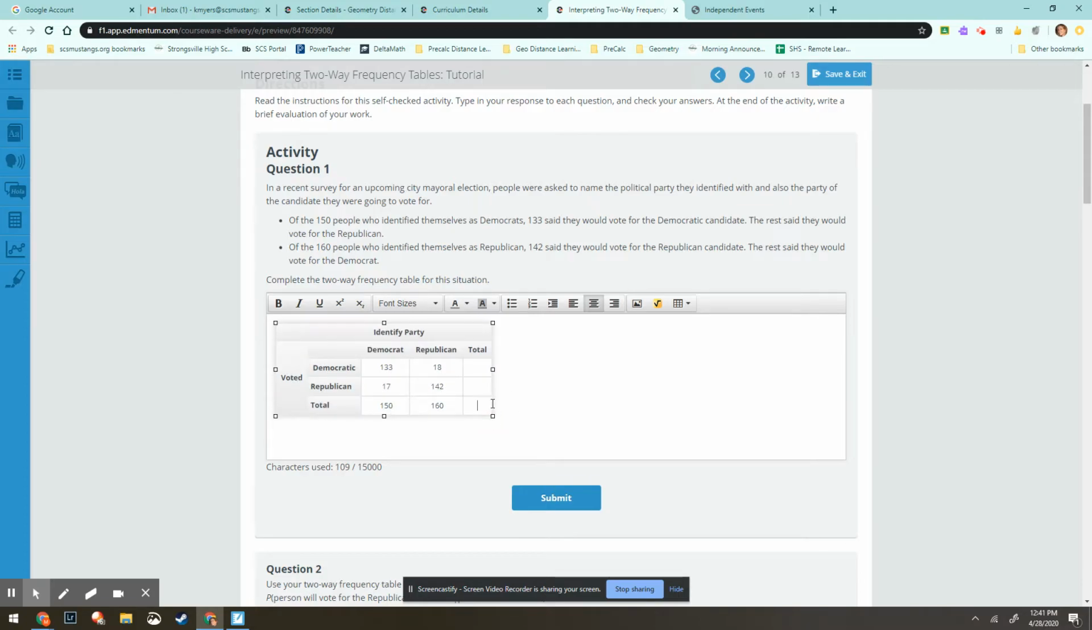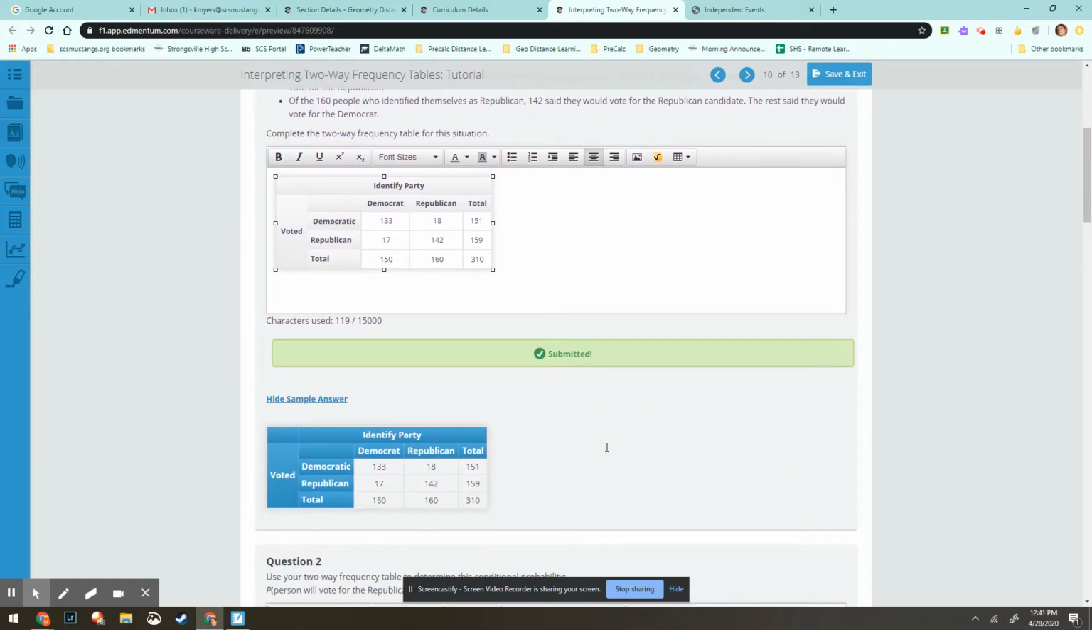If you figure out our total, you can add 150 and 160, which will be 310. And you can just keep adding straight across these rows. Hopefully everything looks good there for our table. Great, we got our table.